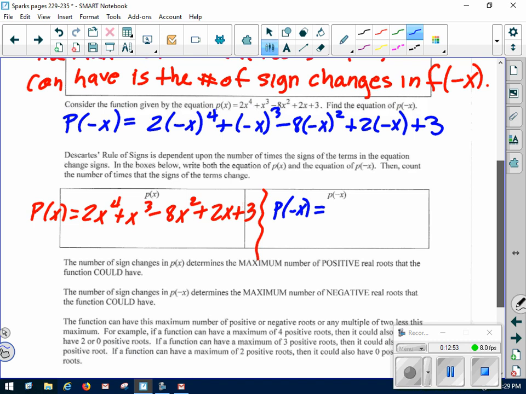Well, let's clean that up. Have you got it cleaned up? What's this going to give you? 2x to the fourth minus x cubed minus 8x squared minus 2x plus 3. Write that equation in that p of opposite of x box.